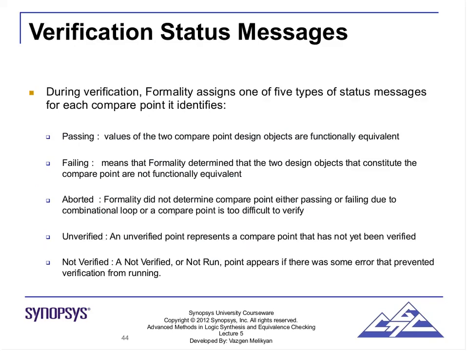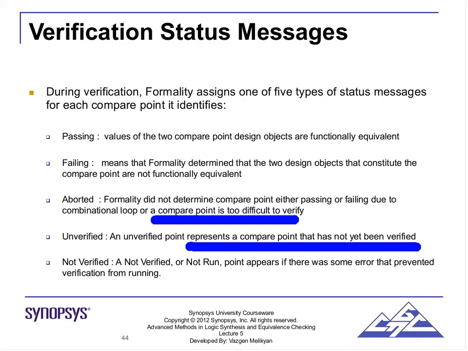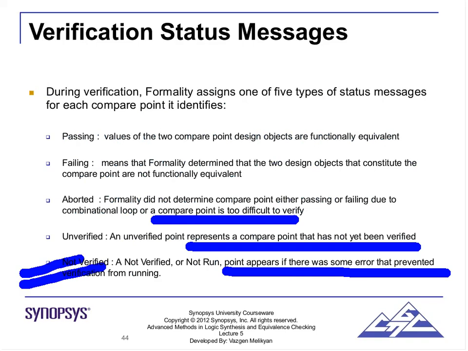Then let's look at the status messages. Passing means that two compare points are functionally equivalent. Failing means that they are not equivalent, and Formality would have generated a vector for you to verify. Aborted means that it cannot conclusively say whether they are equivalent or non-equivalent, maybe because the compare point is too difficult to verify, the logic cone is huge. Unverified represents a point which has not been verified yet. Not verified or not run means there is some error that prevented verification from running on that point, so you need to debug this more, right.